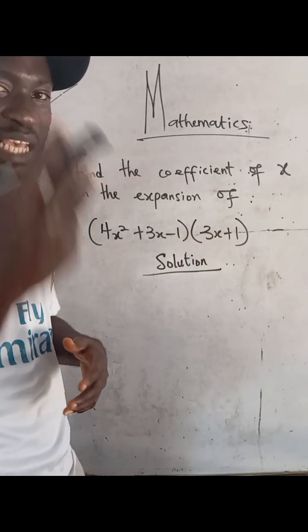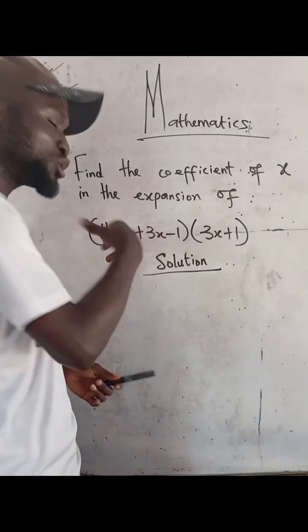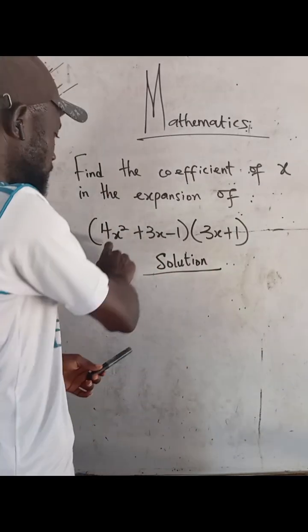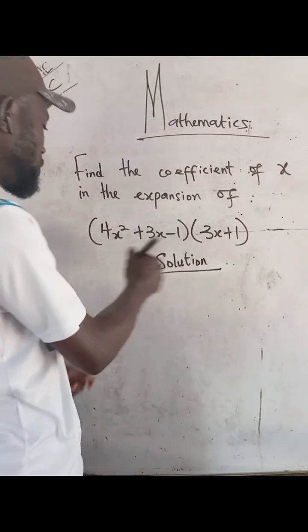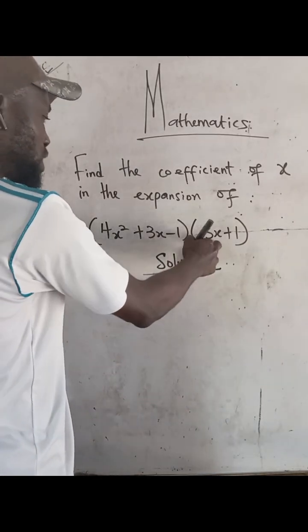Although we have already talked about the expansion of brackets, let me remind you. We said that we are going to use the entity in one bracket to expand the one in another bracket. So what do we do from here? What's the first one? 4x squared multiplied by this first one.